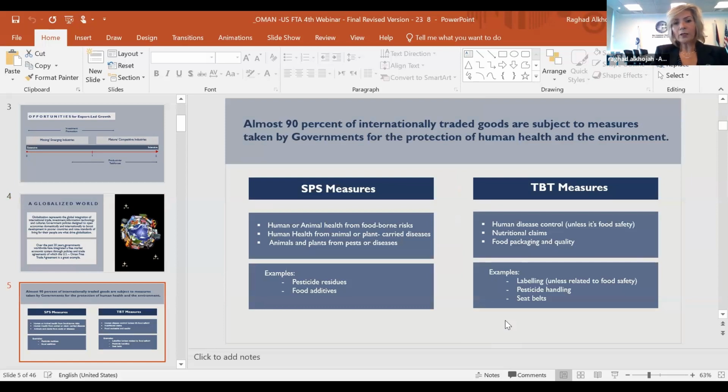Around 90% of internationally traded goods are subject to measures taken by governments for the protection of human health and environment.